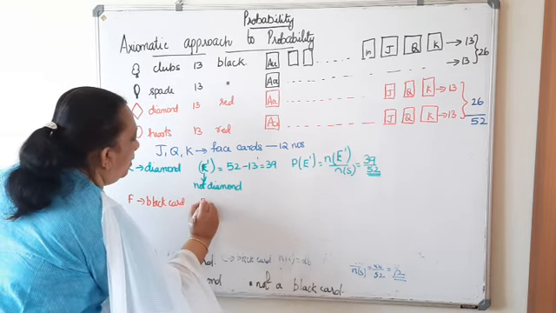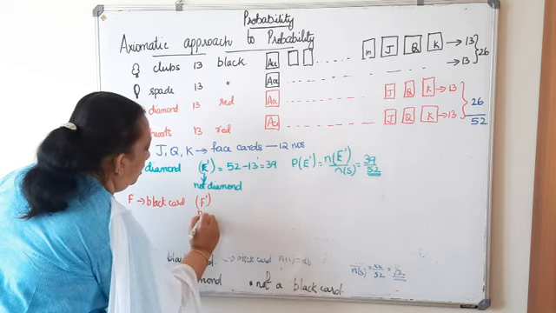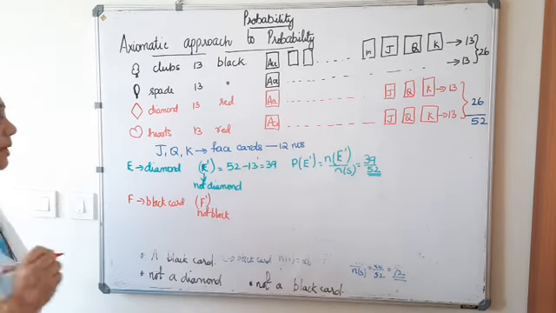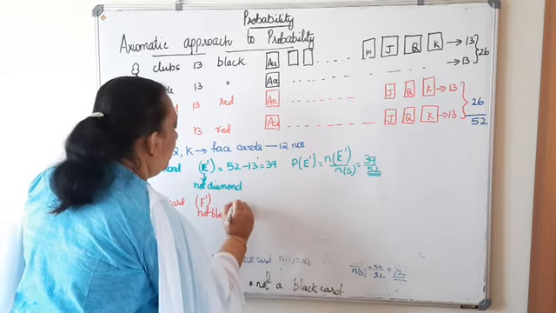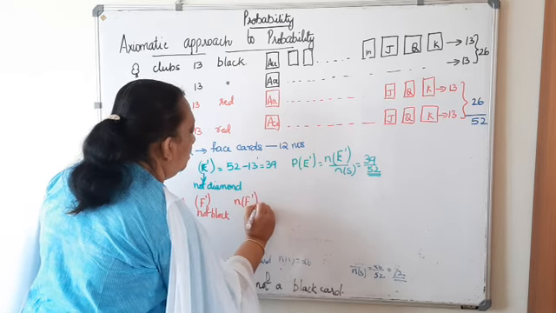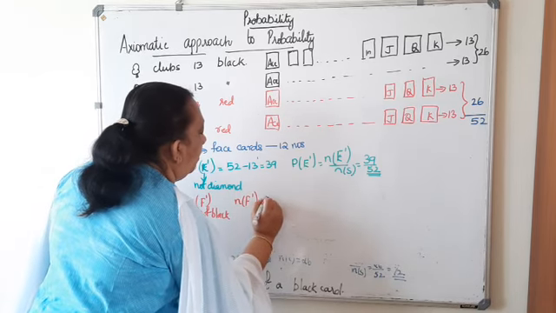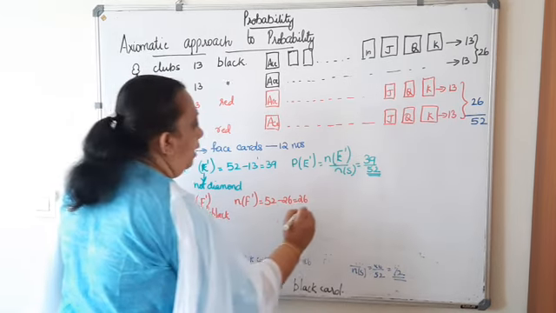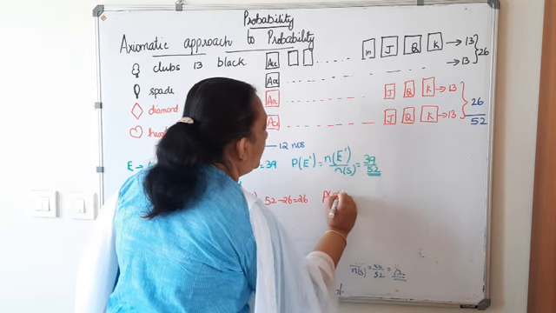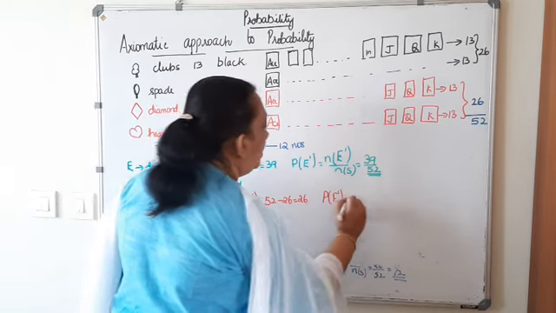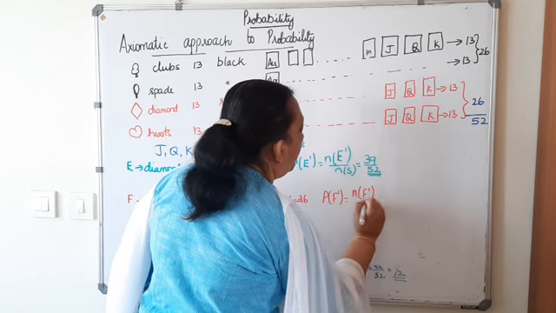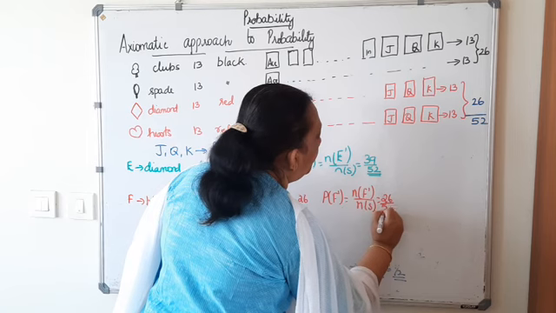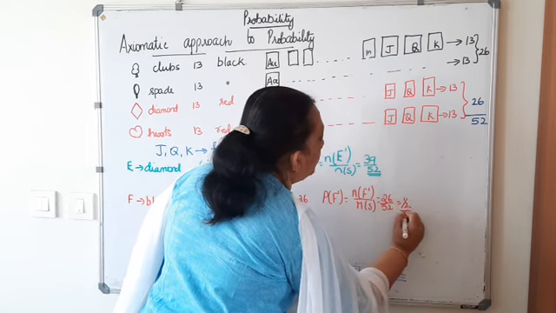And F complement is not black. Not black means it will be red. So n of F complement is equal to 52 minus 26, which is equal to 26. And what is the probability of F complement? Probability of F complement is equal to n of F complement divided by n of S. That is equal to 26 by 52, and that is equal to 1 by 2.